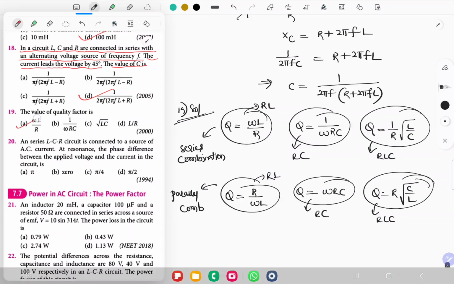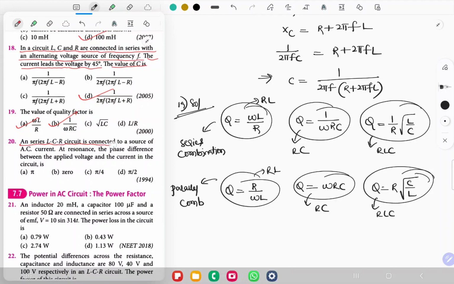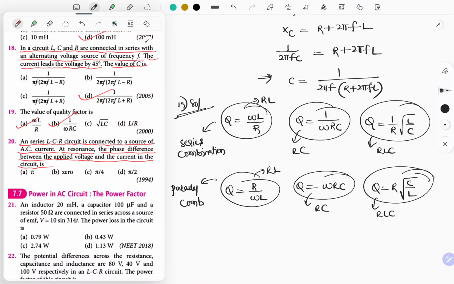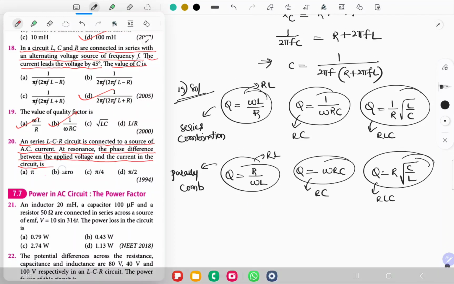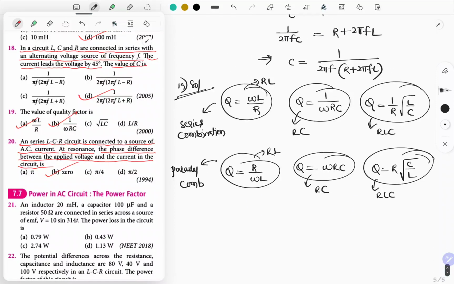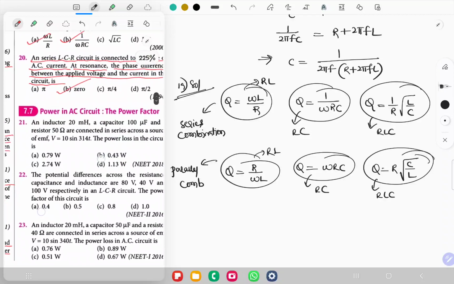Yes. Which option matches? Option A and option B both are suitable answers for question number 19. Okay, an LCR series circuit is connected to a source of AC current at resonance. The phase difference between applied voltage and current in this circuit is, there is no phase difference under resonance because the circuit remains with only resistor, right? So option B is the correct answer. So let's solve numericals based on the next concept, that is power in AC circuit and the power factor. Okay, so let's get started.